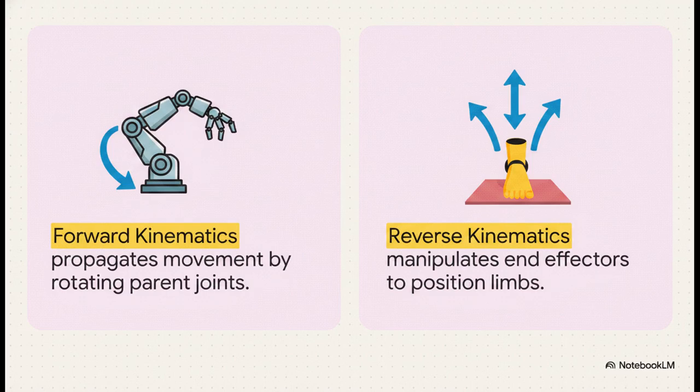First, forward kinematics, or FK. This is where you rotate parent joints to propagate movement down the hierarchy. Think of it like moving your shoulder, which then forces the elbow to move, which then moves the hand. We use FK heavily in early pose setups.